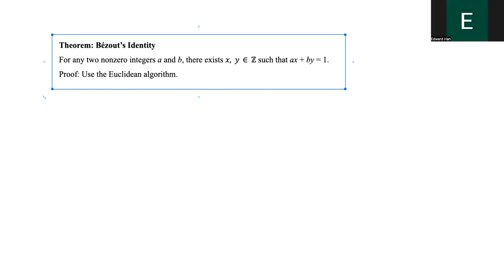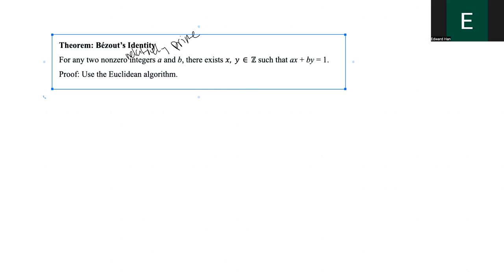And so Bezout's identity says that for any non-zero integers a and b, you can find such an x and a y in the integers, and x and y are not necessarily positive, such that ax plus by equals 1. I think I meant to write for two non-zero relatively prime integers, because if a and b are not relatively prime, then this can't happen.